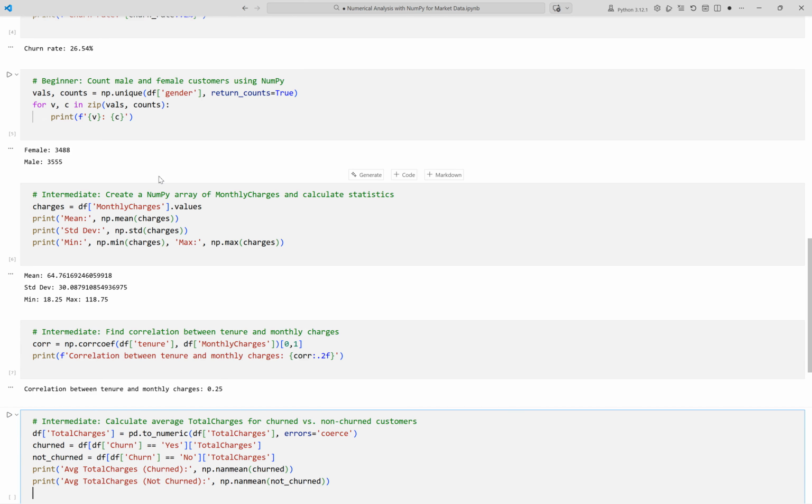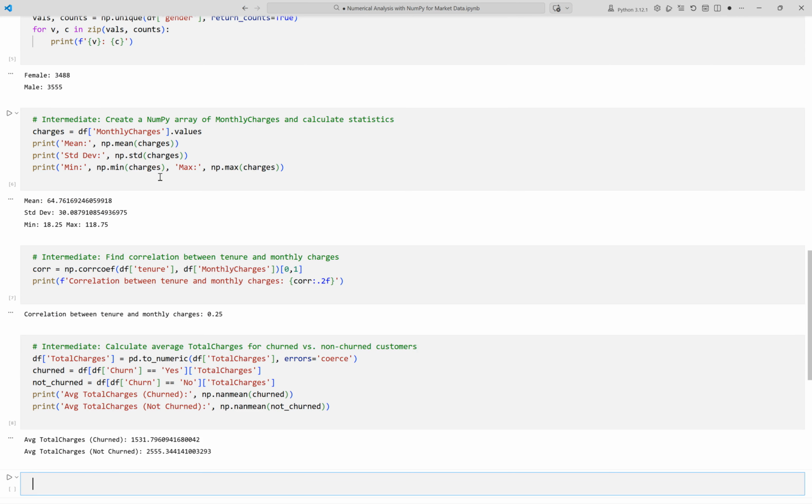Running the cell now. This output shows the average total charges for customers who churned versus those who stayed, revealing that churned customers tend to have lower total charges. Notice how converting total charges to numeric handles any invalid entries, preventing errors in the calculation. This highlights the importance of data type validation and careful aggregation when analyzing market research data. This comparison helps us understand whether spending patterns differ between churned and loyal customers. You can extend this analysis by comparing other numerical features across customer groups.